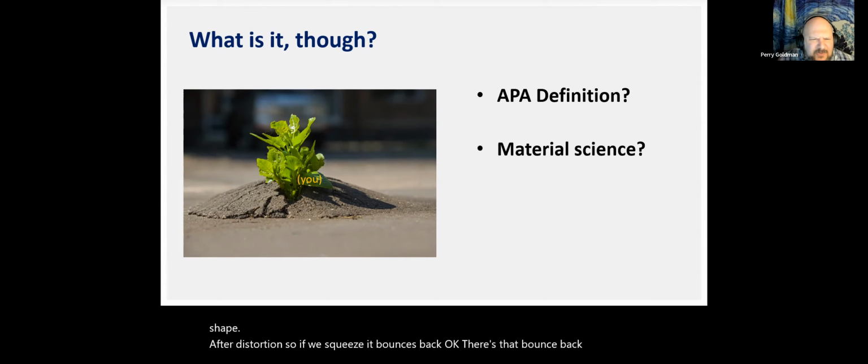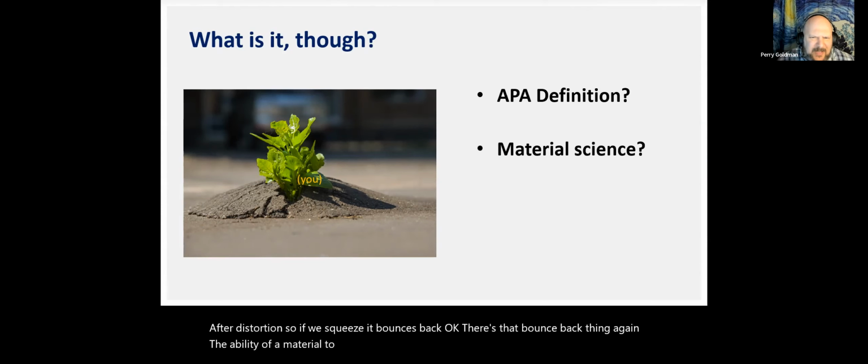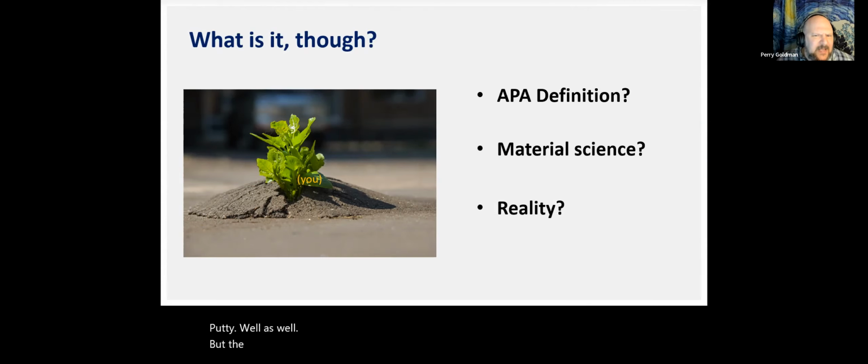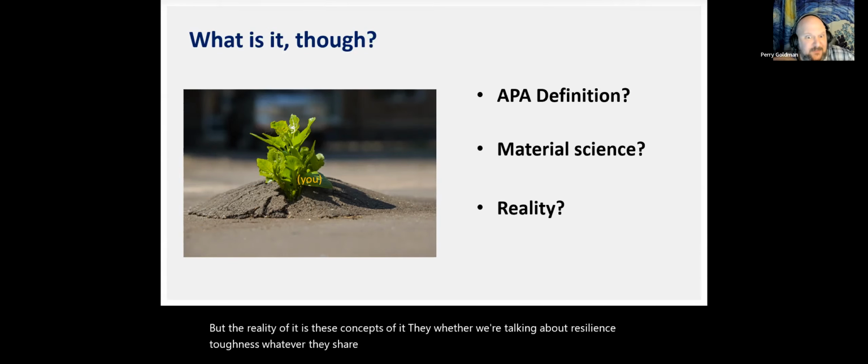The ability of a material to absorb energy and plastically deform without rupture, or the resistance to fracture when it's stressed. So that really describes Play-Doh and silly putty well as well. But the reality of it is, whether we're talking about resilience, toughness, whatever, these concepts share certain attributes, such as the ability to handle stress or strain.